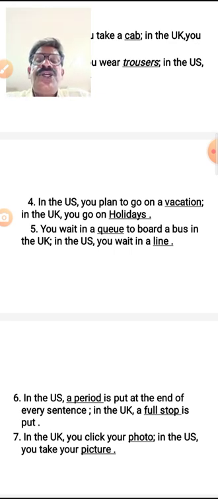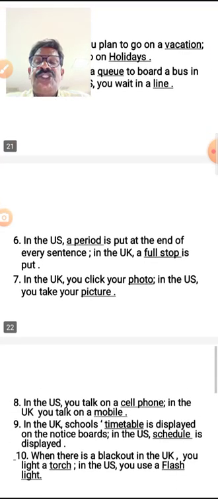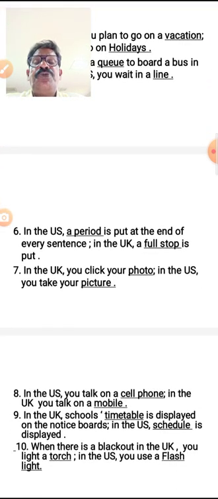You wait in a queue to board a bus in the UK. Queue is known as queue in England and in India, but when it comes to the US, it is known as a line. Okay, 6th one. In the US, a period is put at the end of every sentence. Period means full stop. In the UK, it is called full stop.